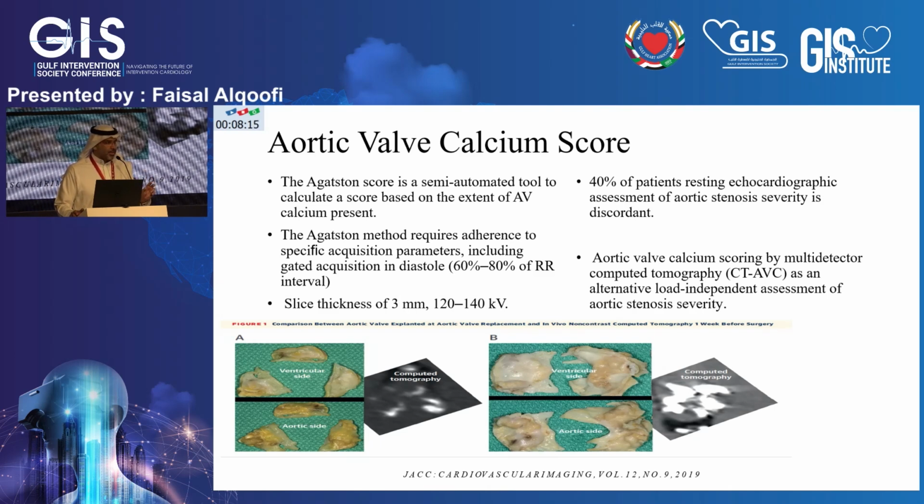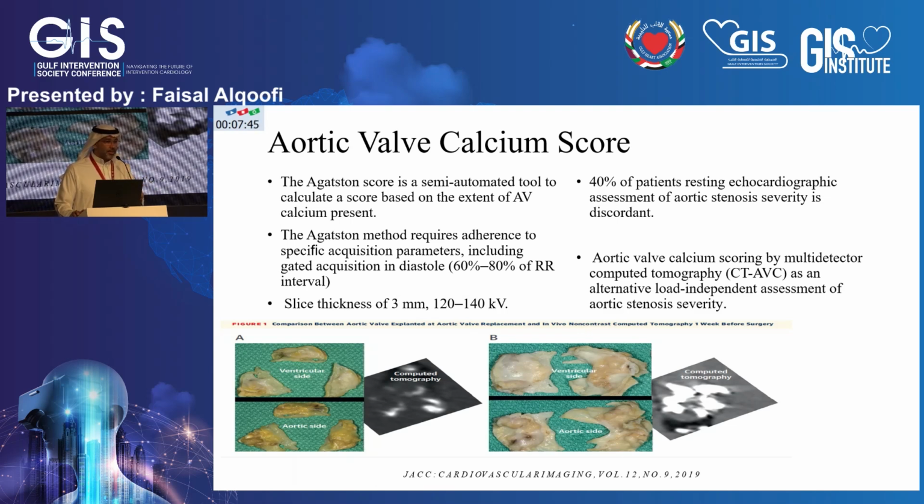The aortic valve calcification has to be done with a non-contrast enhanced CT scan. The non-contrast enhanced CT scan is the modality from which we derive all the current data in terms of the amount of calcium to define severe AS. There's a clear correlation. The Agatston score is derived from diastolic measurement of the aortic valve calcification in 60 to 80% of the RR cycle. The slice thickness is 3 millimeters.